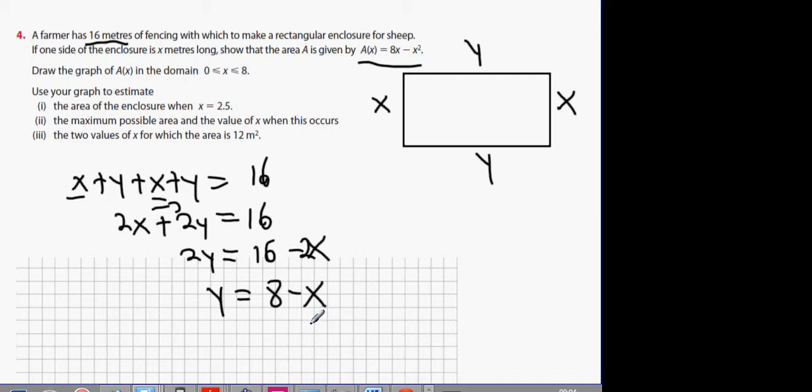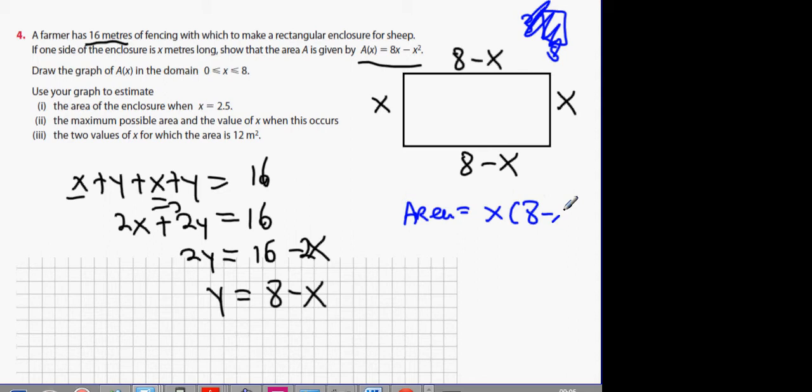Is everybody happy with that? Now I know that this side here is 8 minus x, and this side here, also 8 minus x. Now what's the area of a rectangle? Can anybody tell me the formula for the area of a rectangle? Length by width. Which means the area of this one is going to be x multiplied by 8 minus x.